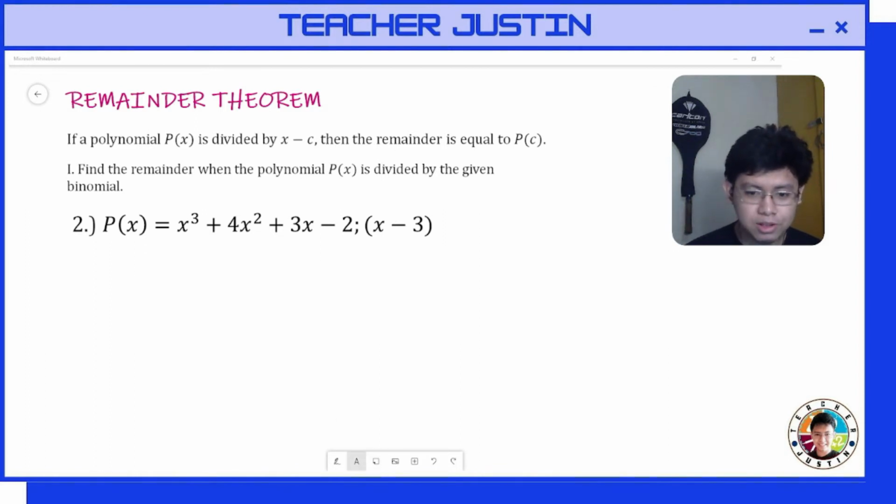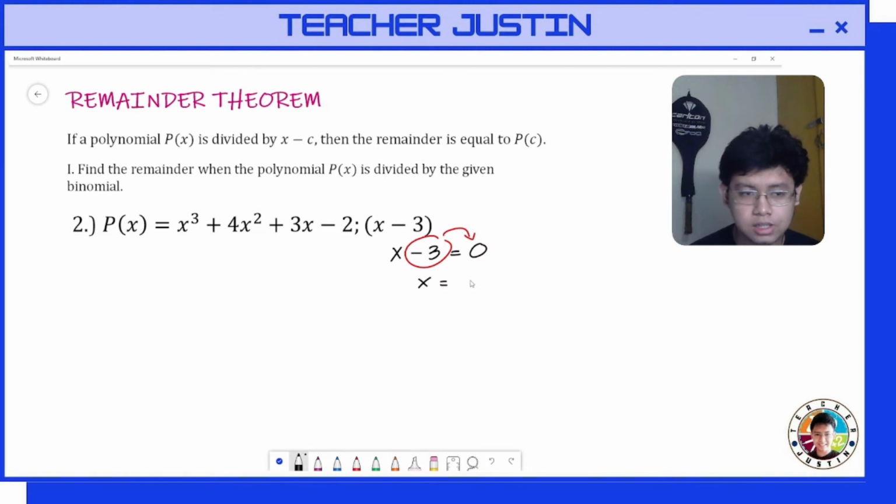In applying our remainder theorem, our first step is for us to equate our binomial to 0. So we have x minus 3 is equal to 0. Then let's solve for the value of x. So let's transfer negative 3 to the other side of the equation, changing the sign, giving us x is equal to 3. And this value of x will replace all values of x for our polynomial in order for us to get our remainder. So let's replace all values of x by 3.